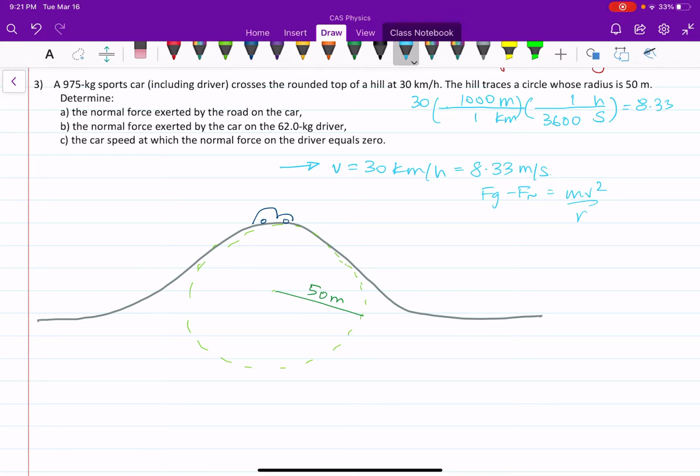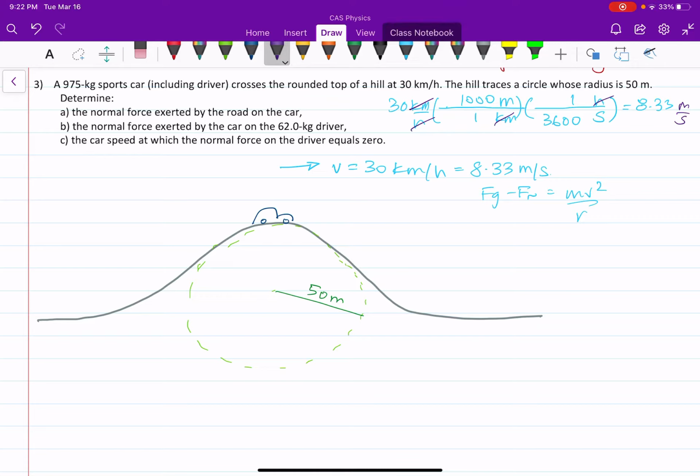Let me just write it like this: 30 kilometers per hour. Now I can see that my units will cancel. My kilometers cancel, my hours cancel, and I'm left with meters per second. So this car is traveling at 8.33 meters per second.